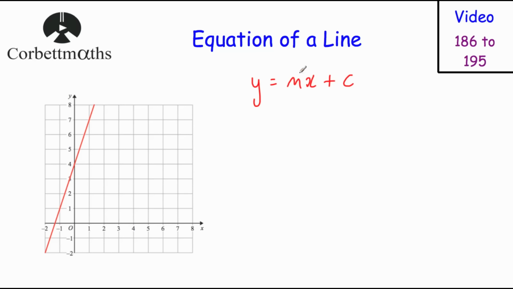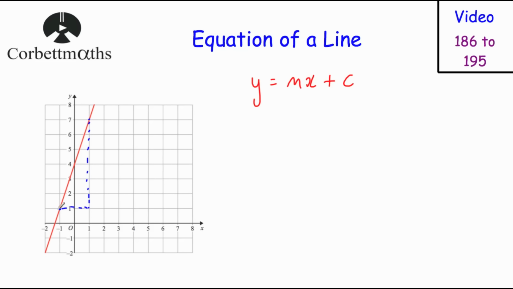We know that m is the gradient, so let's find the gradient to begin with. Let's make a little triangle. Let's choose two good points. I think a good point would be this one here at minus 1, 1, and another good point would be this one here. You could have also chosen 0, 4. So I'm going to make a little triangle, going across and up.